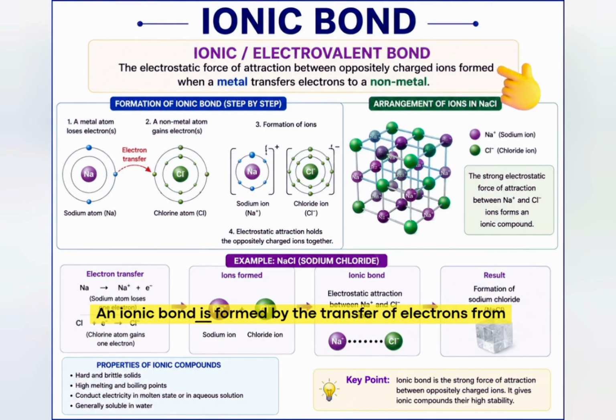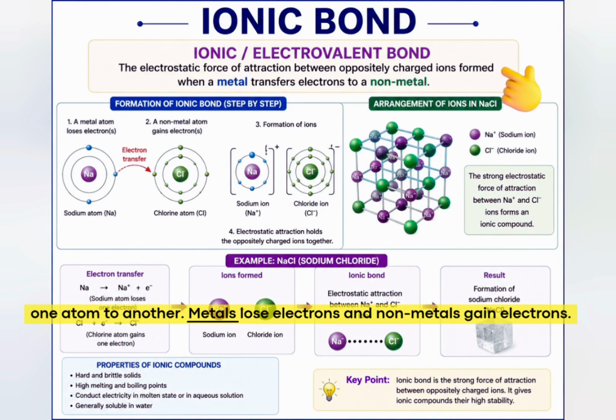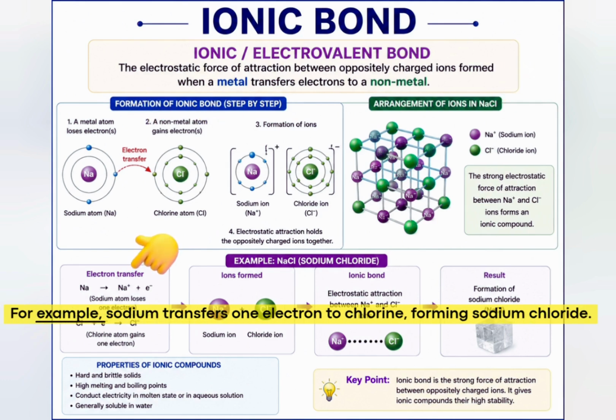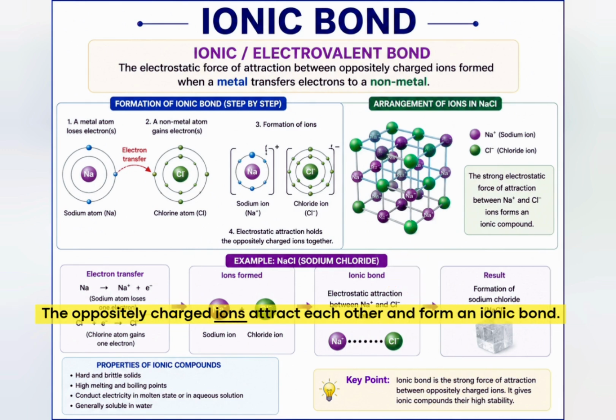An ionic bond is formed by the transfer of electrons from one atom to another. Metals lose electrons and nonmetals gain electrons. For example, sodium transfers one electron to chlorine, forming sodium chloride. The oppositely charged ions attract each other and form an ionic bond.